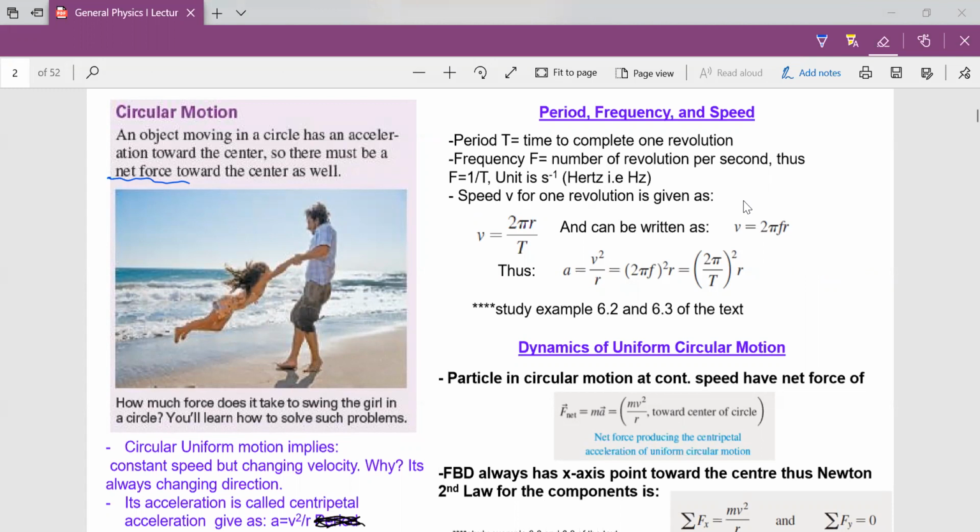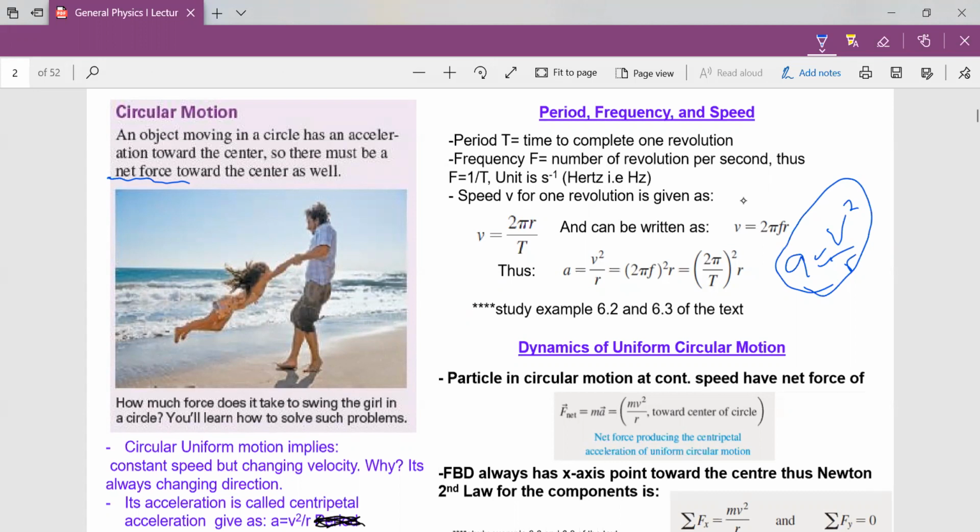And then we'll have the centripetal acceleration, which we said is a = v²/r. This is the acceleration for circular motion. We established that in our last class, and we're also going to use that concept in the discourse of uniform circular motion.